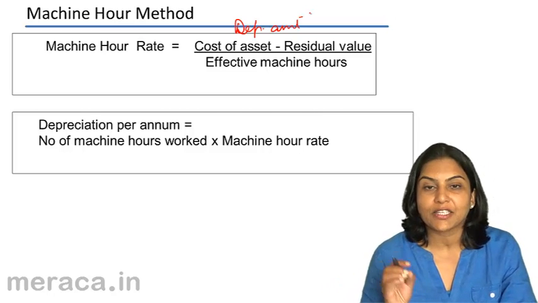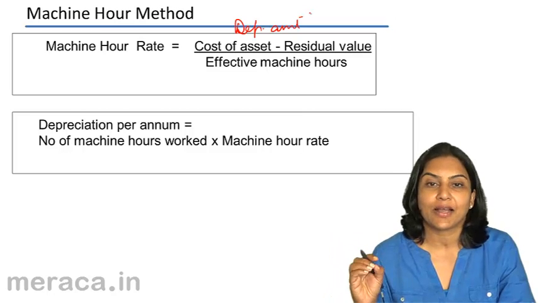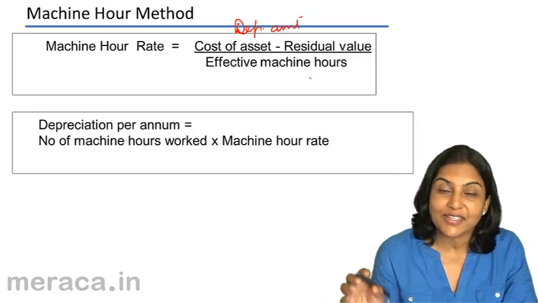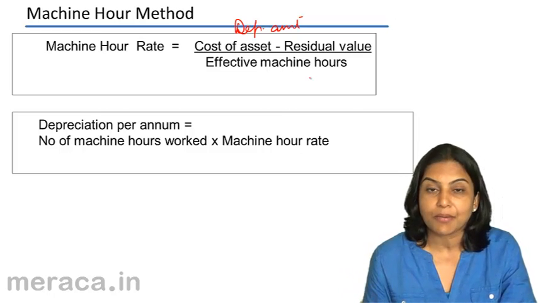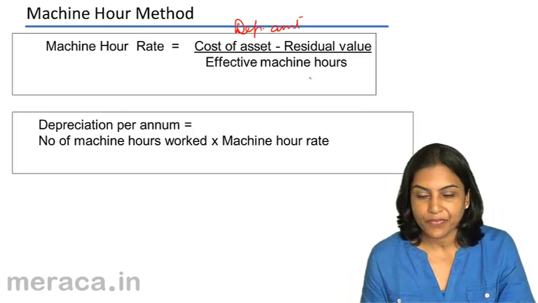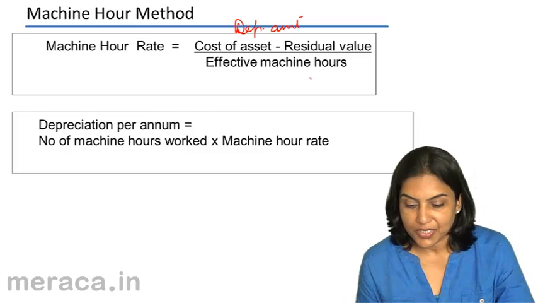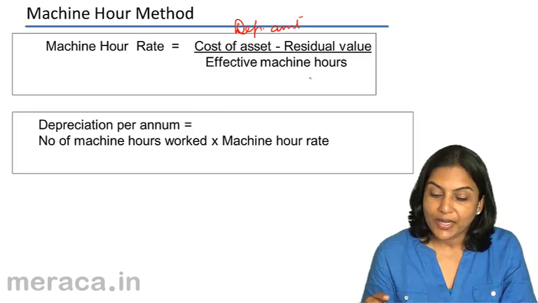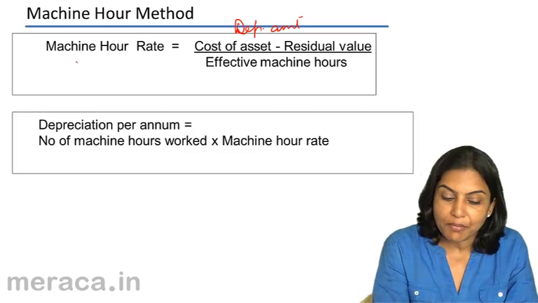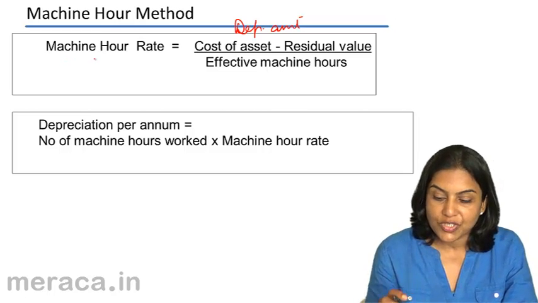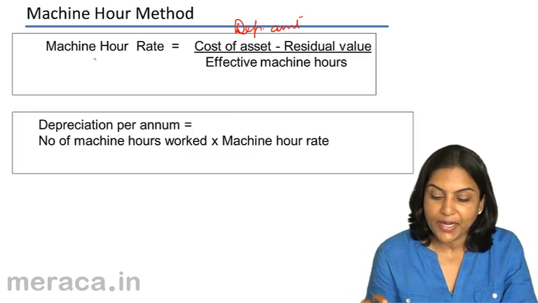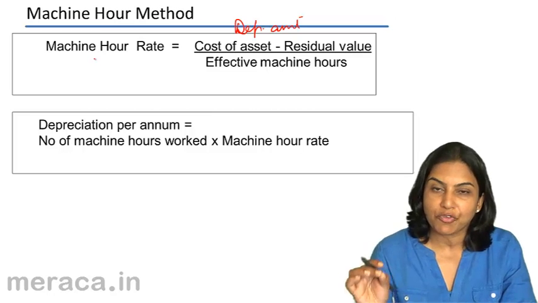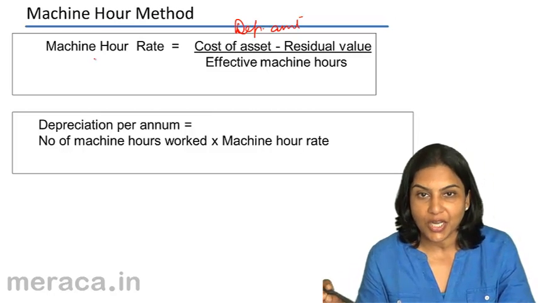If we expect the machine to run for 1 lakh hours, that would be the machine hours. So in this case, the life of the machine is determined in machine hours, not in the number of years. Once we have computed the machine hour rate, which is the depreciable amount divided by the effective machine hours, it tells us the rate of depreciation per machine hour.